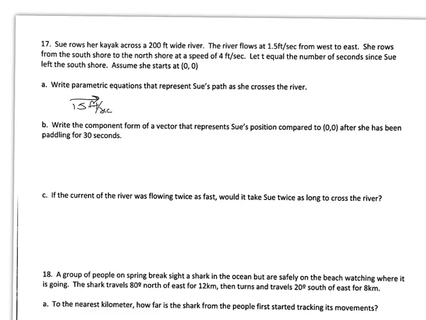She's going to go from the south shore to the north shore, so she's going this direction, at a speed of 4 feet per second. T is the number of seconds since Sue left the south shore. Assume she starts at 0, 0. Write parametric equations for Sue's path.